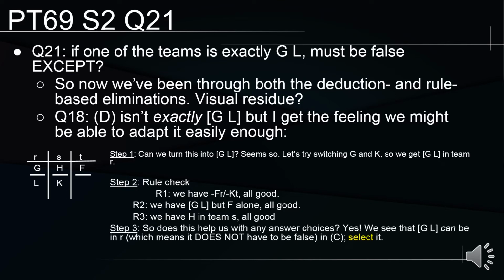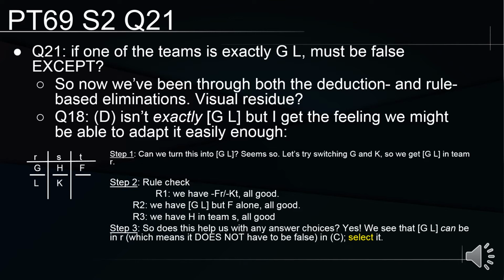So step 3, now we need to ask ourselves, we have a complete diagram where, as the question stem tells us, we do have G and L together on a team, and they are the complete team. Does this help us with any answer choices? And yes, it does. We see that the GL team can be on team R, which means it does not have to be false in answer choice C. So that's why we select answer choice C.